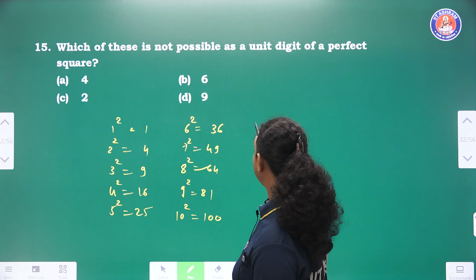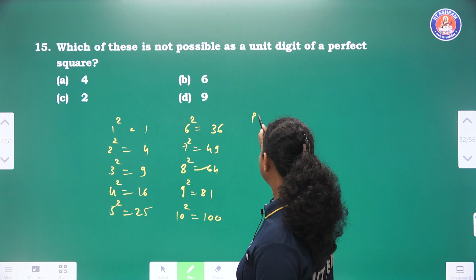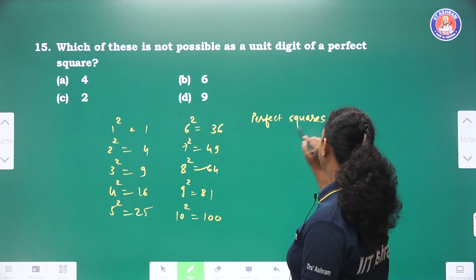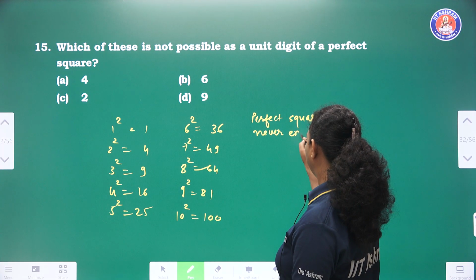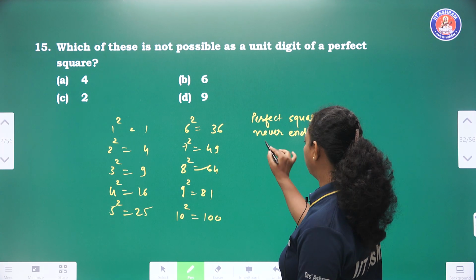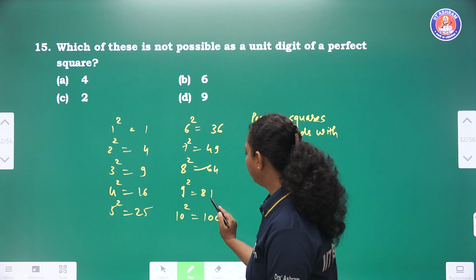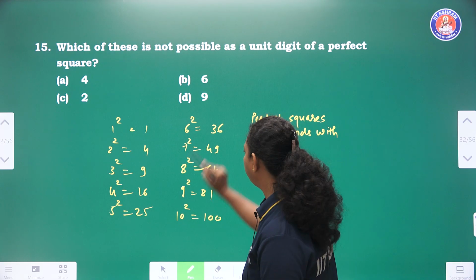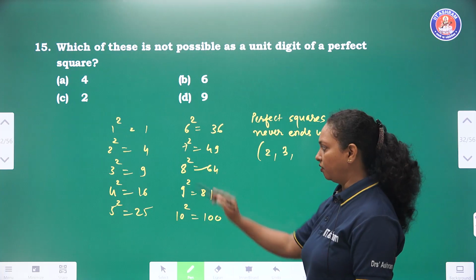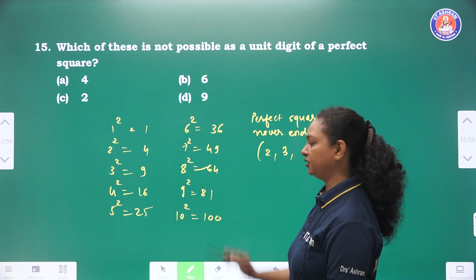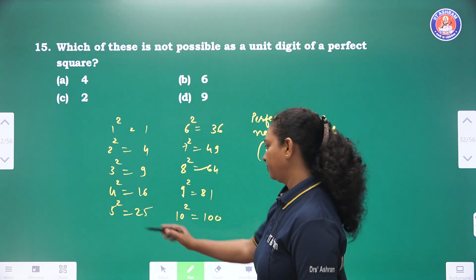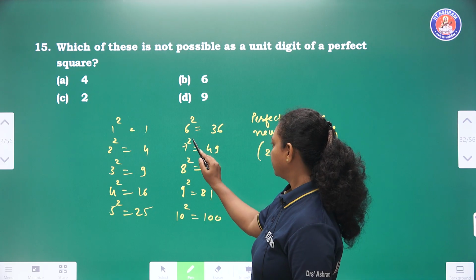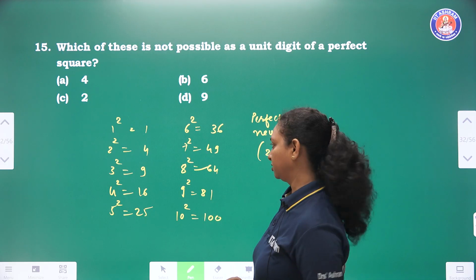Does any perfect square end with 2? No. So a perfect square never ends with 2. Let's write it down first: it ends with 1, yes, the square of 1 ends with 1, the square of 9 also ends with 1. Does any perfect square end with 3? Definitely not. With 4, yes: 2 square and 8 square end with 4. 5 square ends with 5. 4 square that is 16 and 6 square that is 36 end with 6, so 6 is also there.